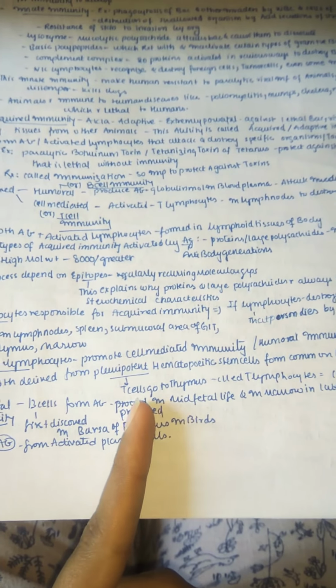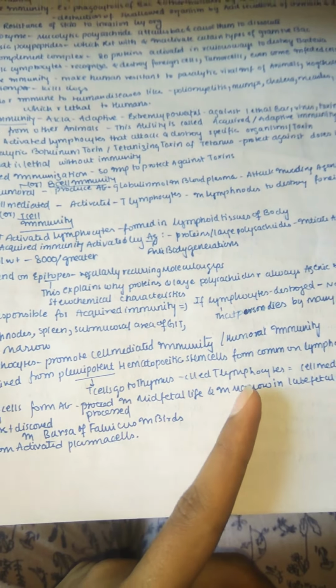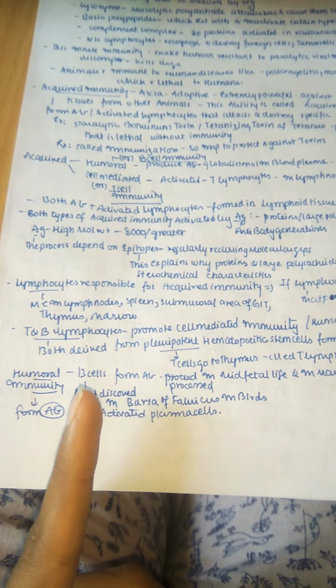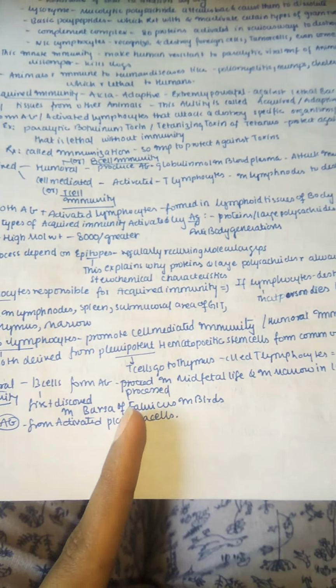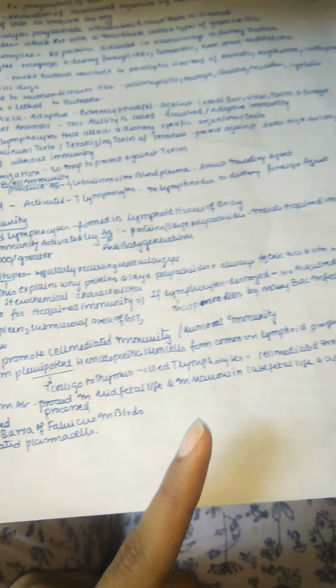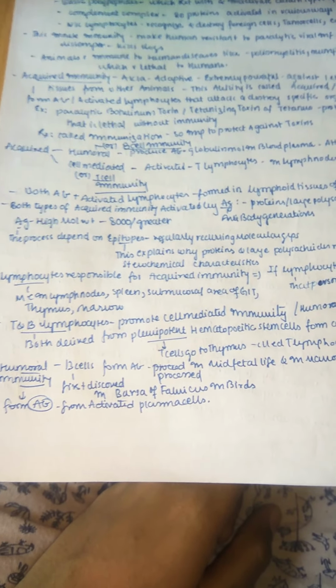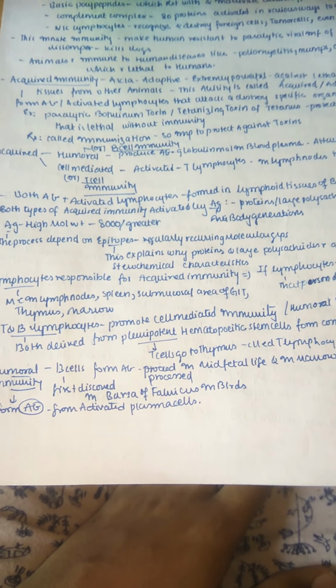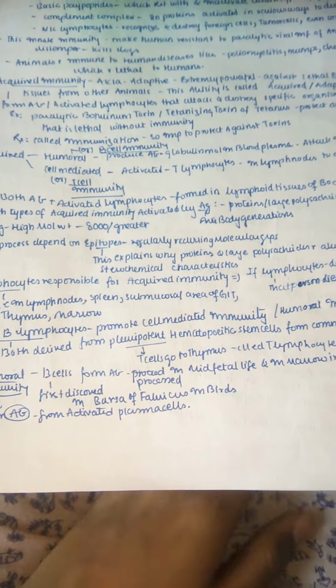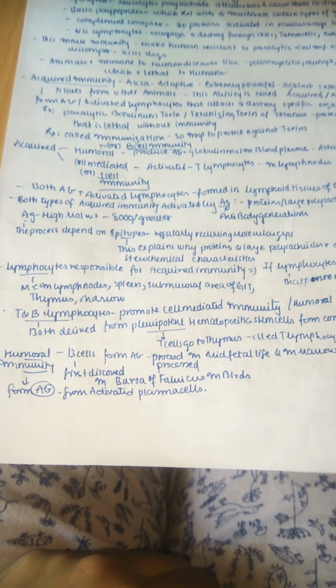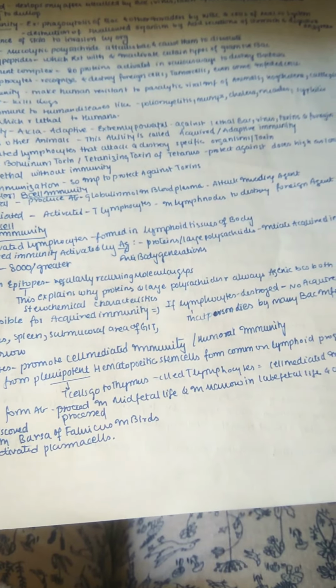Then T cells go to the thymus. They are called T lymphocytes and form cell mediated immunity. In humoral immunity, B cells form antibody; this is processed in the mid fetal life in the liver, later in the spleen, and in the late fetal life in the bone marrow. After birth, B cell formation still takes place, and even now in our body it takes place in the bone marrow itself.